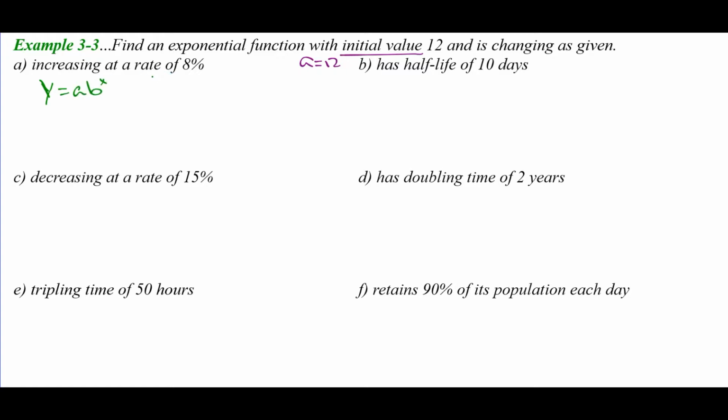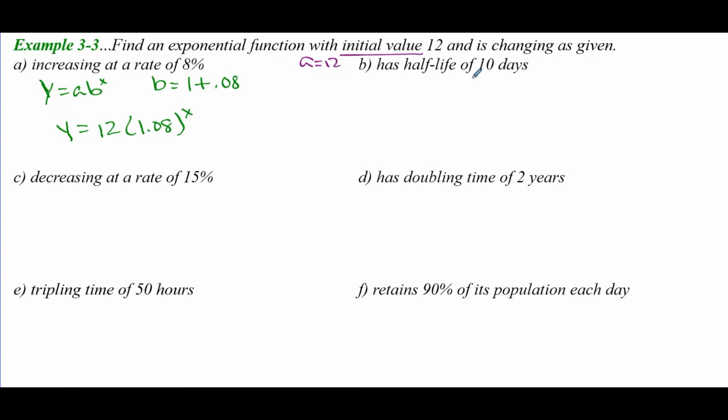And then my B is going to be, since I'm increasing, 1 plus, and then my percent in decimal form, so 1.08. So then we're going to go y equals, remember my A is 12, so 12 times 1 plus 0.08, or 1.08, to the x power. And that would be my exponential model for that situation.